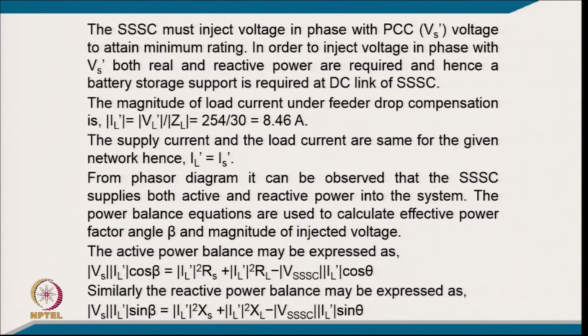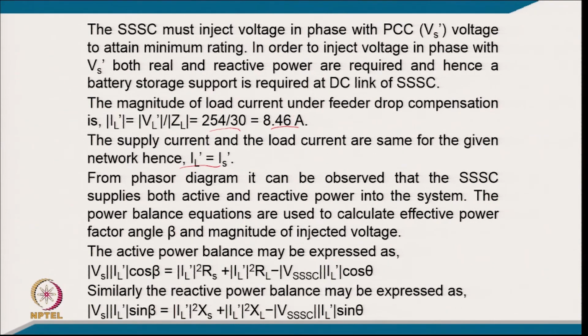So, now the series SSC must inject the voltage in phase with the PCC voltage to attain minimum rating, and in order to inject the voltage in phase with Vs dash, both real and reactive power are required, and hence battery energy storage support is required at the DC link of the SSC. The magnitude of load current for feeder drop compensation, that is IL dash, is equal to the rated voltage 440 by root 3, that is 254, divided by 30, it comes to 8.46 ampere, and supply current and load current are the same, that is 8.46 ampere.